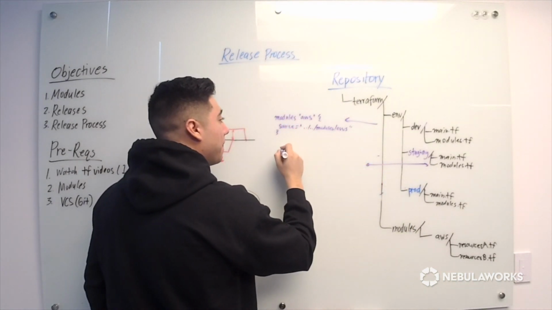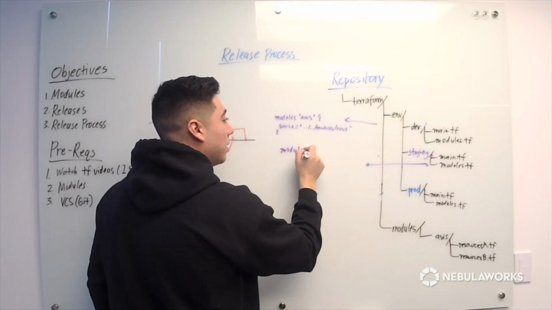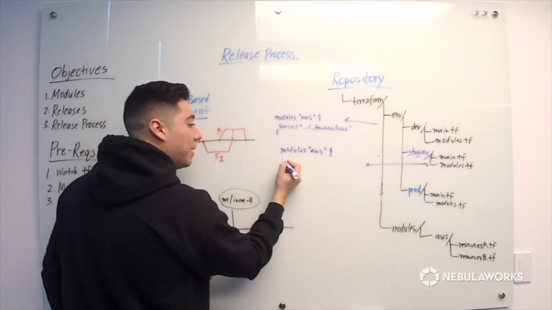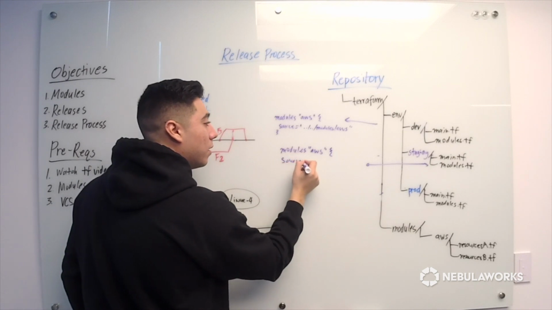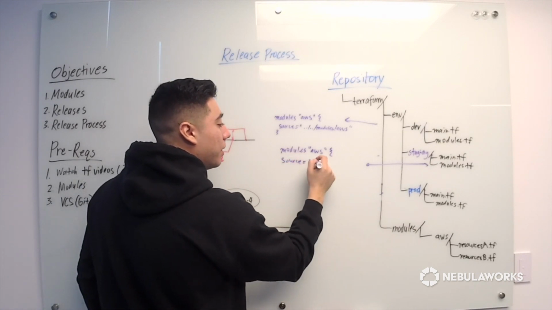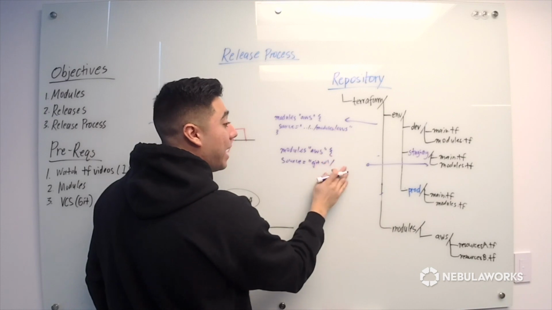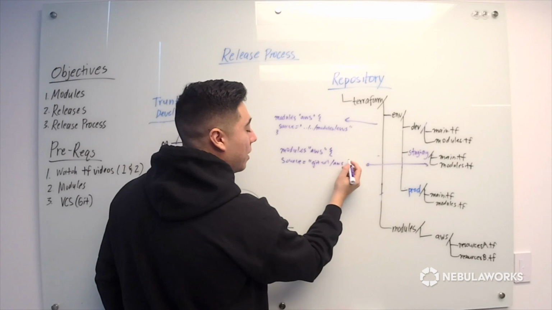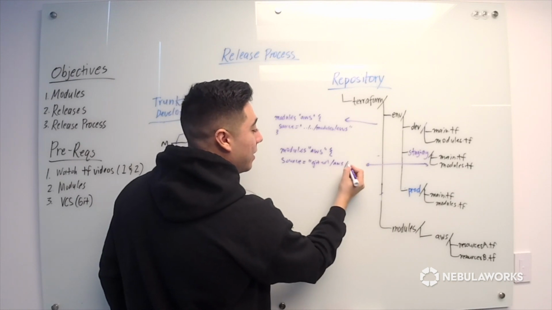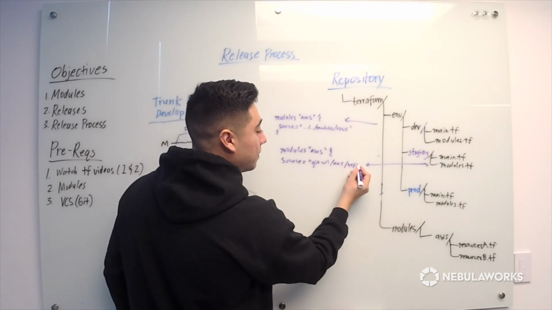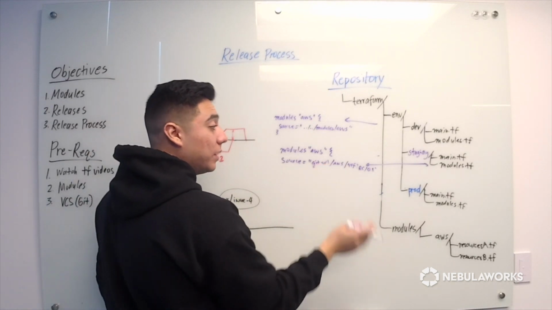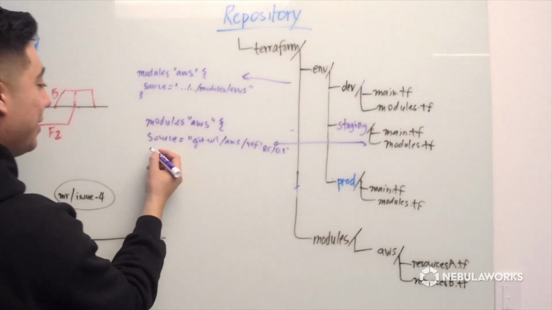I need to go in there and edit the source. In this case, my source is going to be the git URL, and then the path to the AWS module. I'm skipping some directories here, but I don't have a lot of room. And then the reference is going to be RC 0.1. So I am referencing the AWS module in the RC 0.1 branch. So that's what I'm doing.